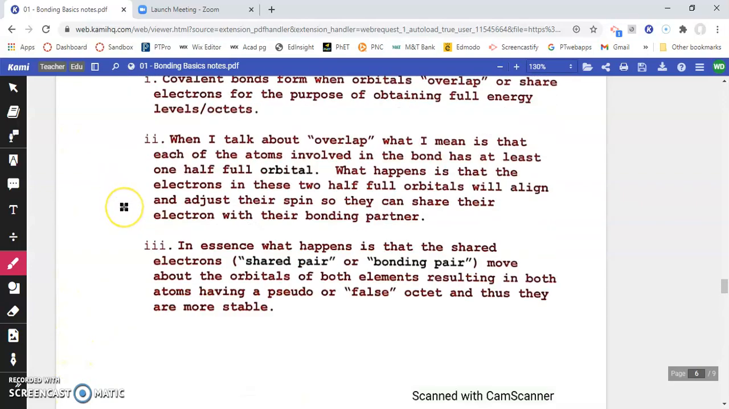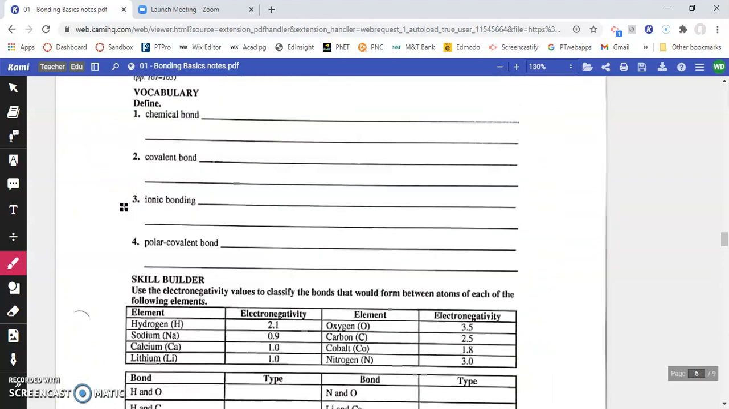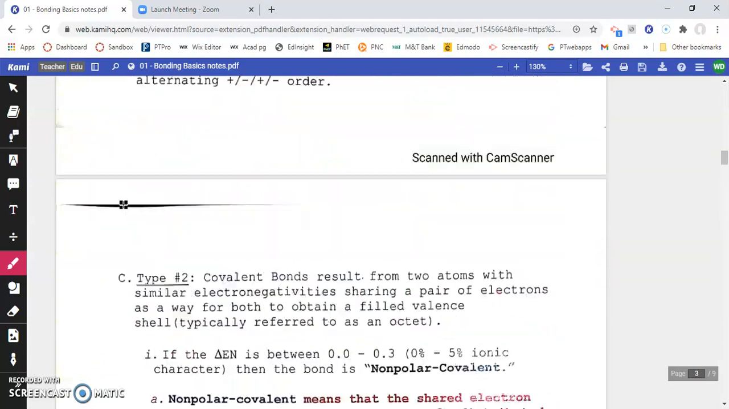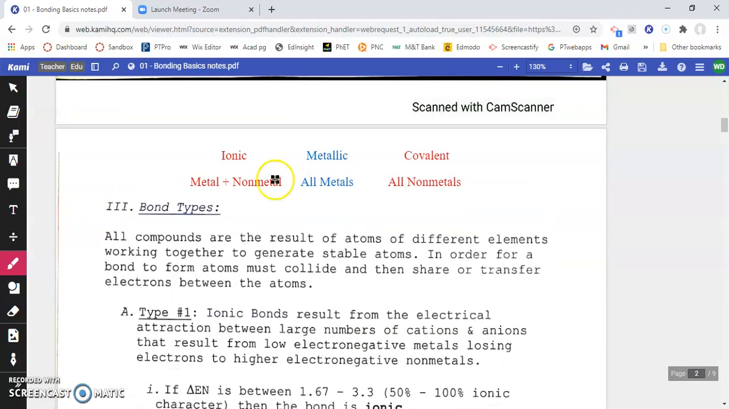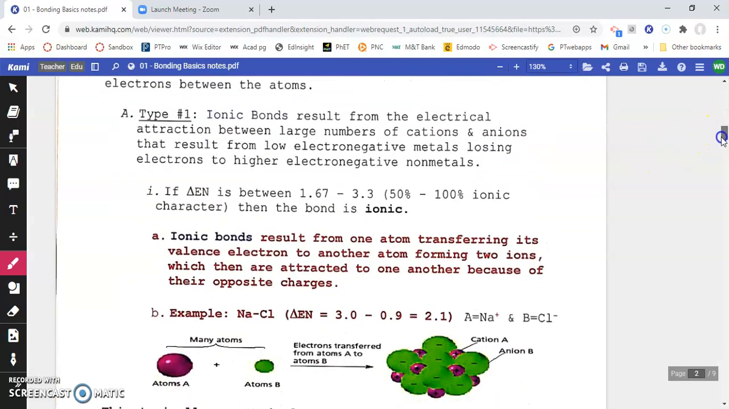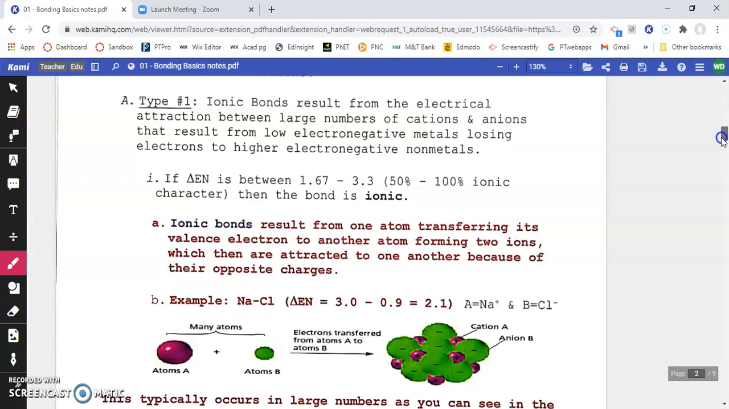So, in summary, what we talked about last week was that the kind of bond can be determined by the combinations of element types that we have. If it's a metal and a non-metal, we said that that's ionic. If it's all metals, we said it's metallic, and that's a special kind of sharing. And then covalent is all non-metals. If you noticed last week, there's a little bit more detail in our note packet about using what we call delta EN to determine bond types as well.